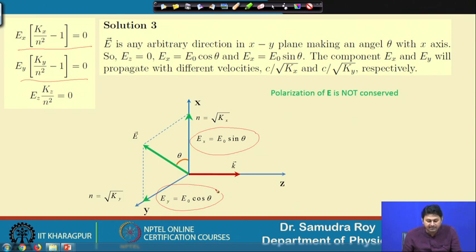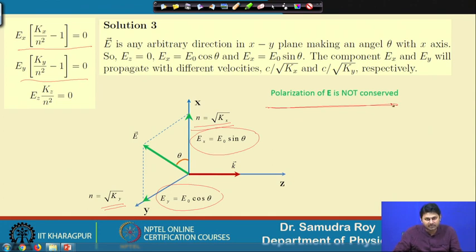If that is the case, then we will find that the refractive index here is root over kx and here it is root over ky. E is still propagating along z direction. So, what will happen here? That is the interesting thing. Now, is the polarization of E conserved here? The answer is no, it is not going to be conserved.